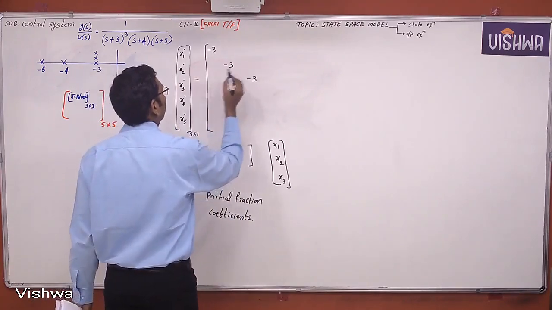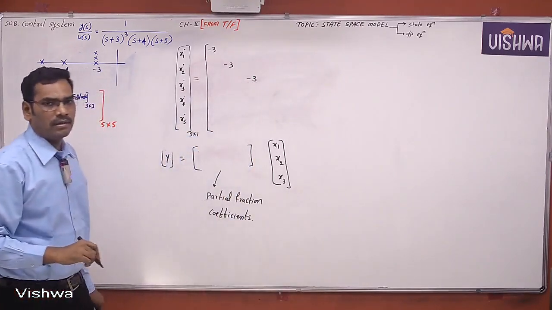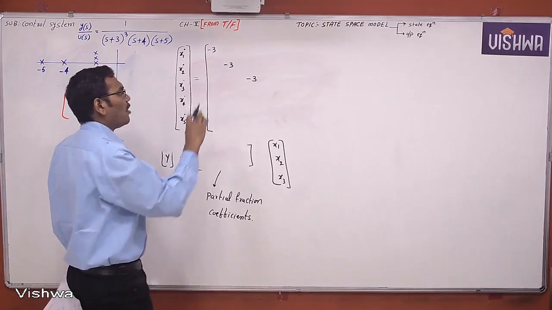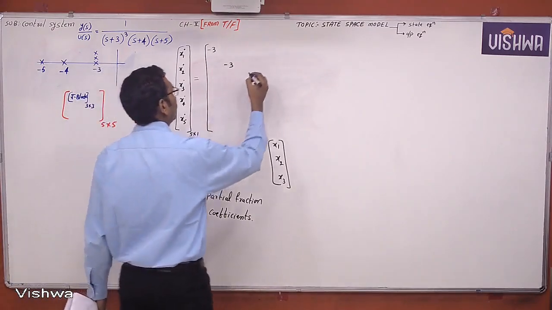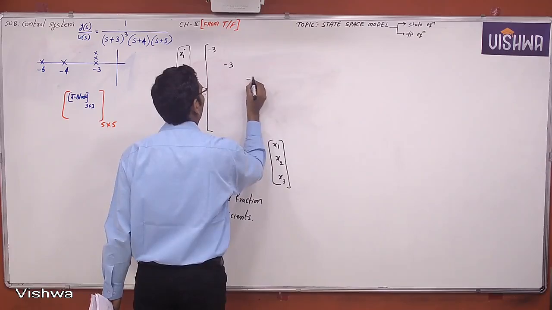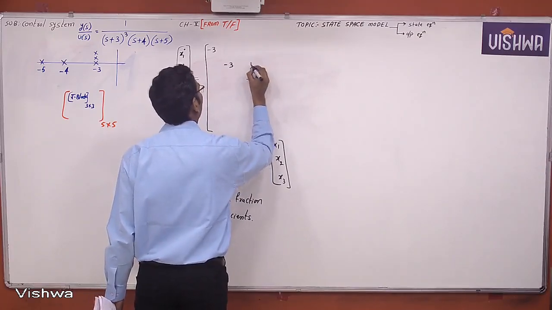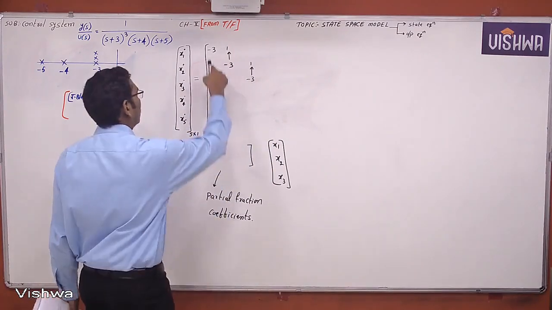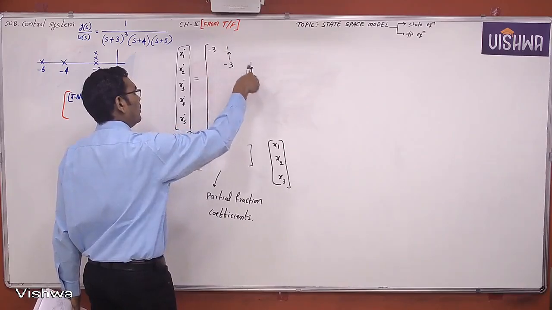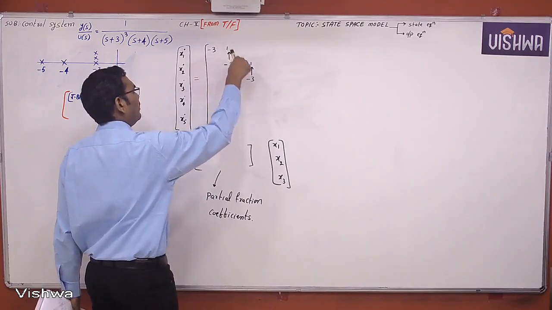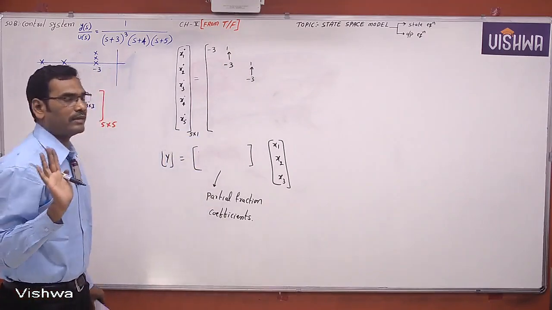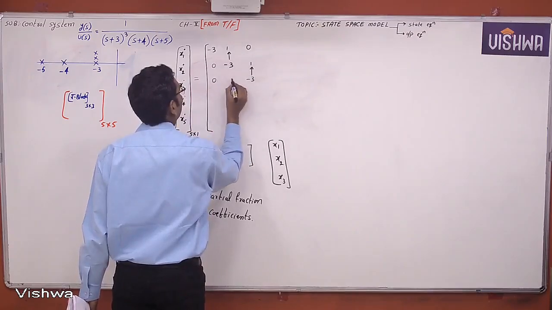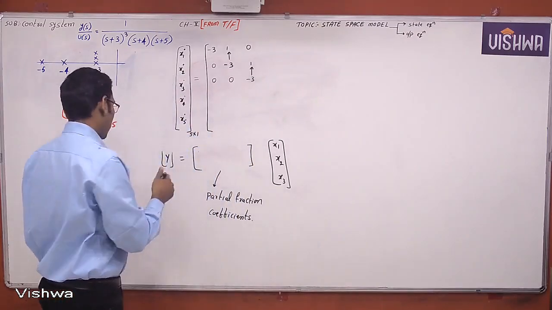Now see here, whatever may be in the Jordan block, the element above the diagonal element must and should be 1. This top element must be 1. This is the diagonal element, and the element above the diagonal will be 1 only in the Jordan block. Remaining all are zeros.